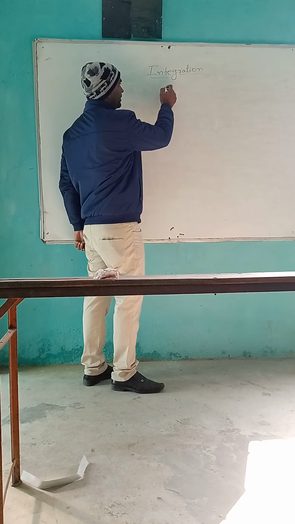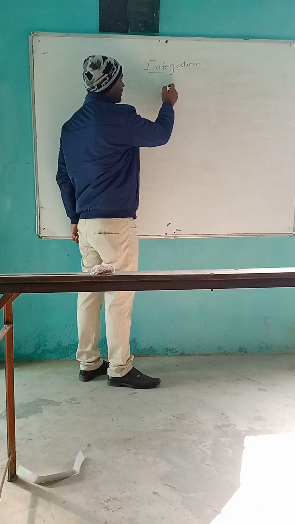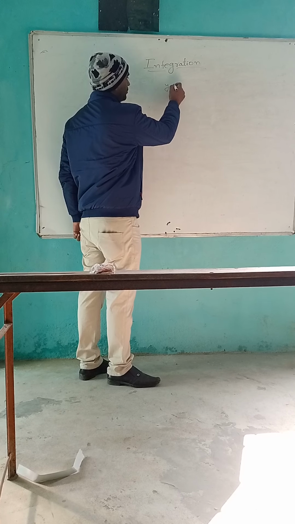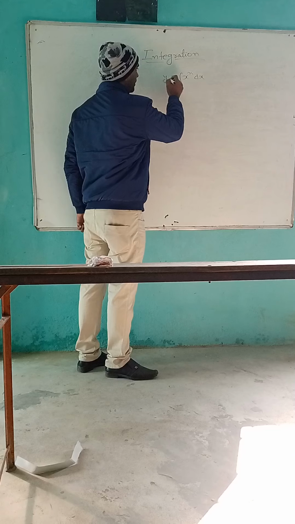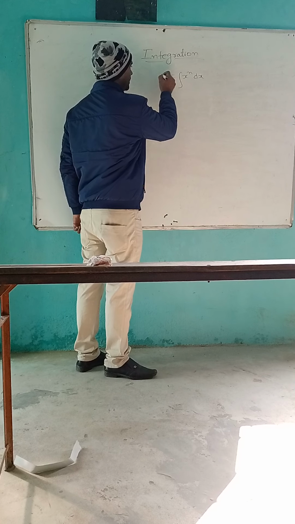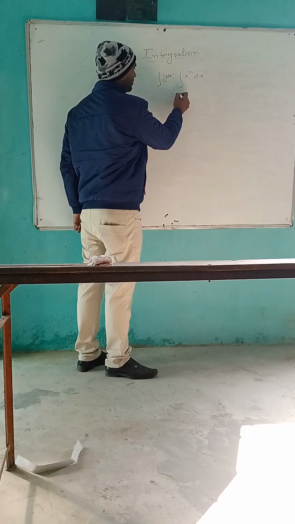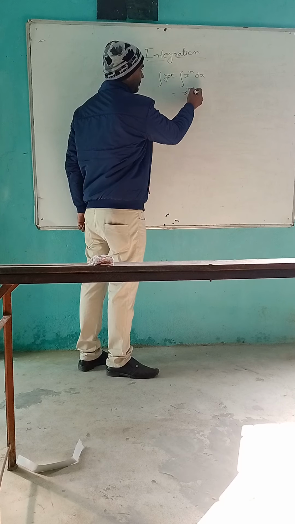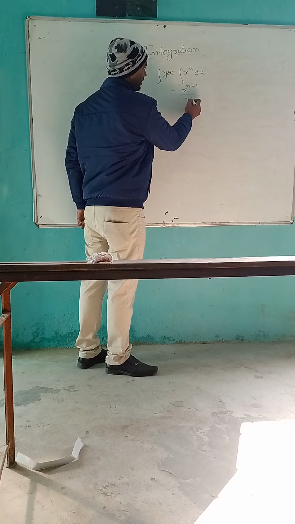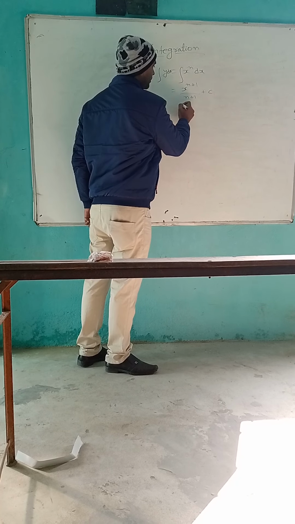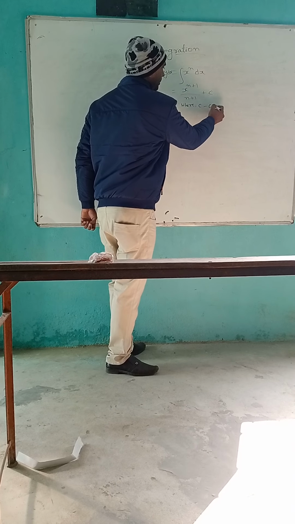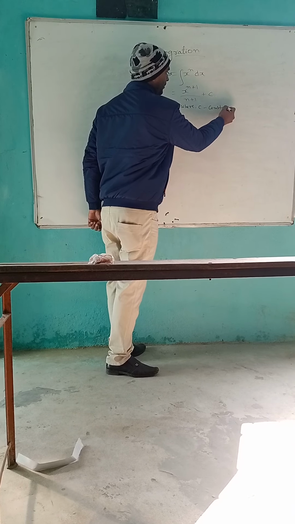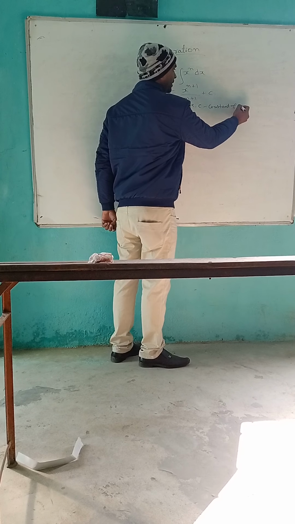So basically in integration, we take y equal to x to the power n, and integrate y dx on both sides. We can write the result as x to the power n plus 1 upon n plus 1, plus c, where c is the constant of integration.